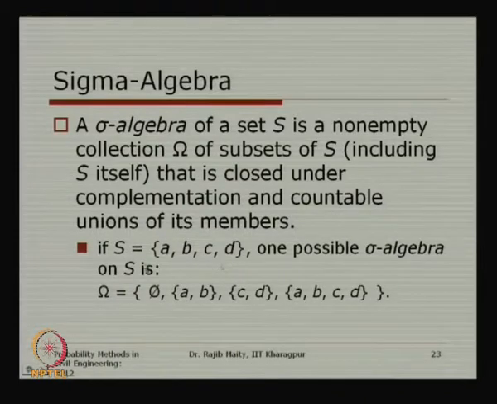So suppose that S consists of A, B, C, D. One possible sigma algebra on S is this particular collection: the null set, the first two, the second two, and this full set. So this is a possible sigma algebra on S.